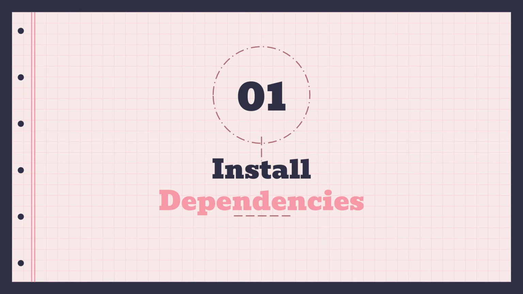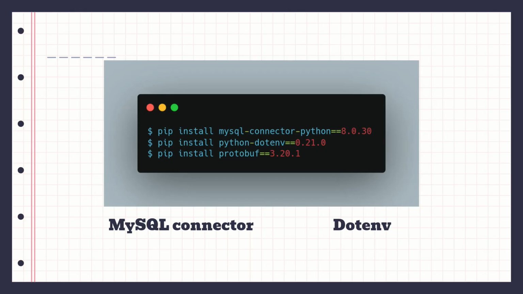In the first step, you're going to learn how to install all the dependencies. We need to have a couple of dependencies installed; in this case, three. We need to install the Python MySQL connector. We also need to install .env, because .env helps us to handle our database credentials, while the MySQL connector helps us to connect to MySQL databases.